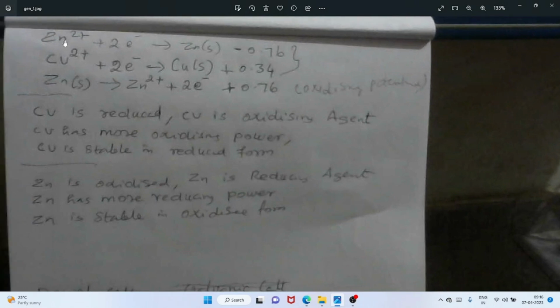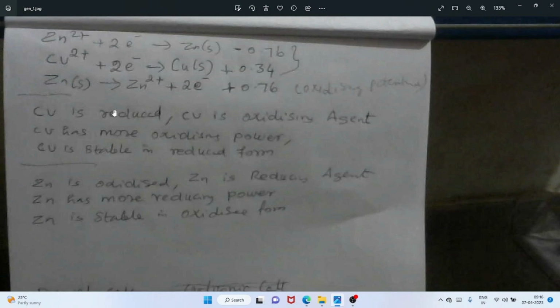See, if you write a reduction equation, zinc reduces, and this is the reduction potential; copper reduces, this is the reduction potential of copper. But what if you want the oxidation? If zinc is getting oxidized, that is zinc to zinc 2 plus and 2 electrons, then what will be this potential? You have to reverse this equation and reverse the sign also. That is, negative 0.76 will become positive 0.76, and this is the oxidation potential. So this is the reduction potential, this is the oxidation potential.